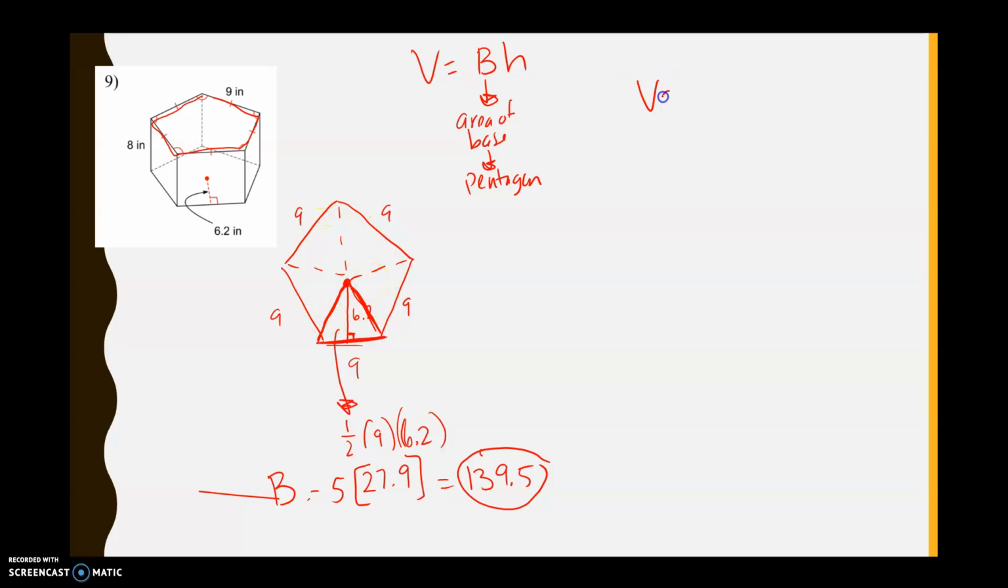So now I'm going to take volume of big B times H. Well, now I know that big B is equal to 139.5. And then for my H, this guy here, that's the distance between my two bases, how tall your prism is. So how tall is it? That would be this guy right here, which is 8. So 139.5 times 8, which gives us a volume of 1,116.